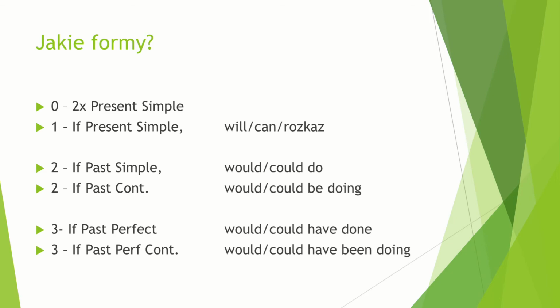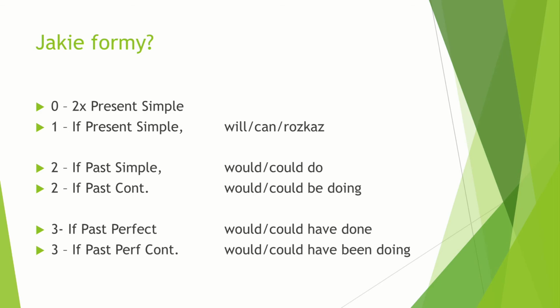In the zero conditional, it's easy to remember. It's always present simple and only present simple in both parts of the sentence. Easy, piece of cake. Conditional sentences type 1. If present simple, second part will, modal or imperative, so tryb rozkazujący. And then, if you look at the second and third conditional, you will see that we are going back in time, or we are changing the tenses according to the rule of the sequence of tenses. So in the second conditional, after if you have past tenses, past simple or past continuous. In the third conditional, after if you have past perfect tenses.